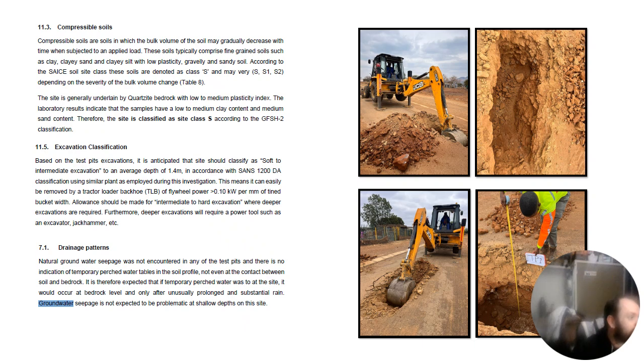Excavation was classified as soft to intermediate, so an average of 1.4, and then after 1.4 they would need something a little bit heavier. On this particular project, they probably wouldn't go past 1.4 too much, except for if they were putting in the culverts. So the contractor would have to take that into account. As you can see in these images, the very gravelly material that they were cutting straight through an existing asphalt layer. The drainage patterns, it did come out that groundwater seepage wouldn't be an issue, which I interpreted in my report to mean that we wouldn't need subsurface drainage in this particular case.